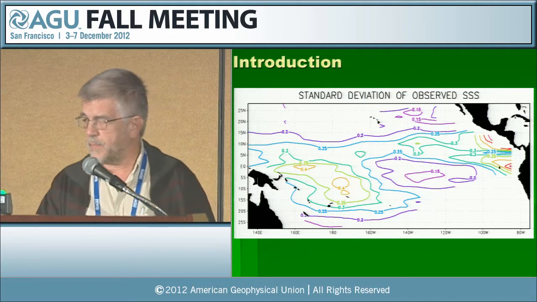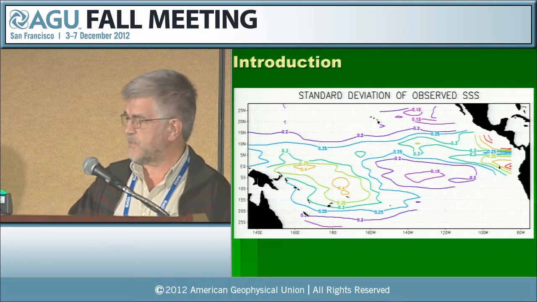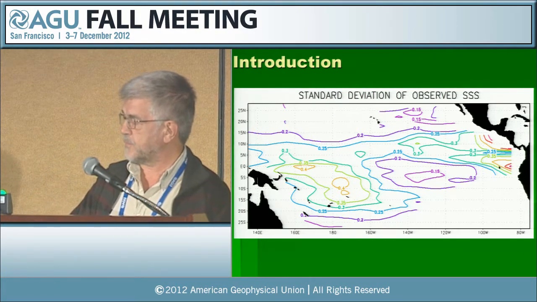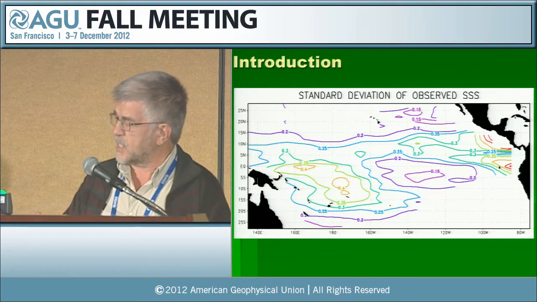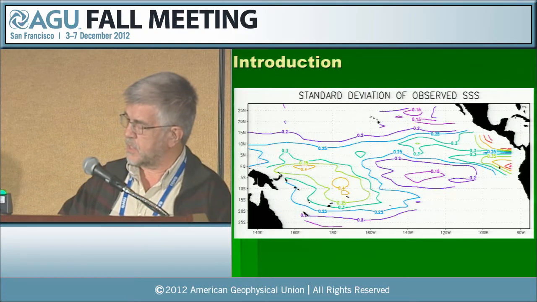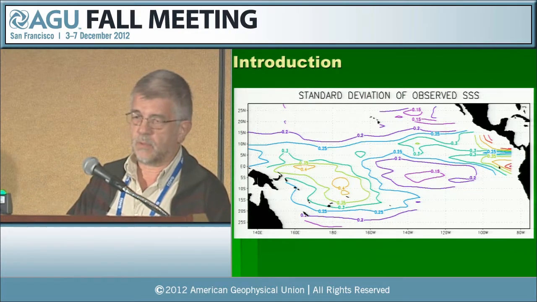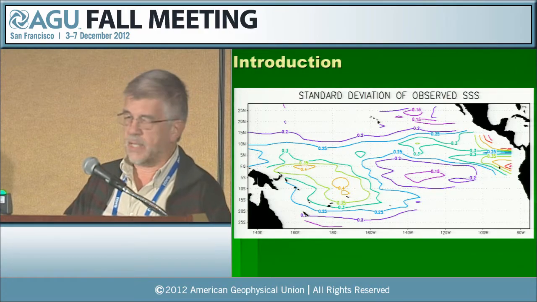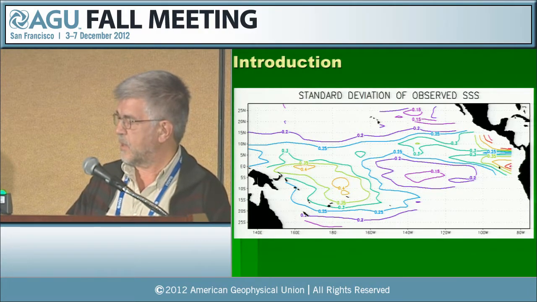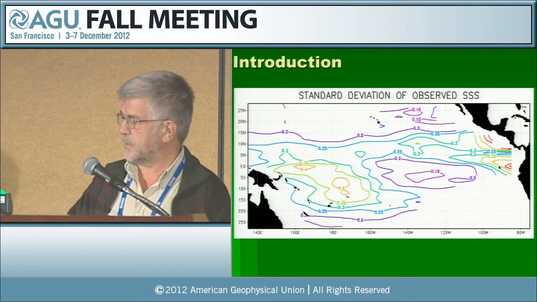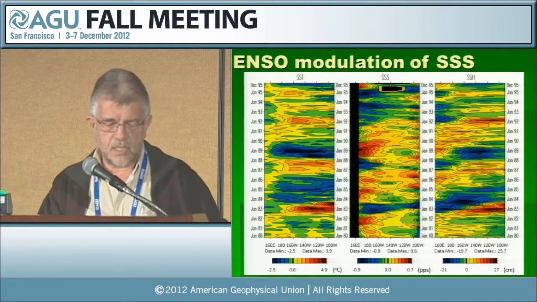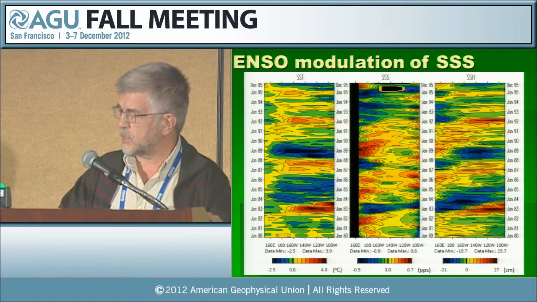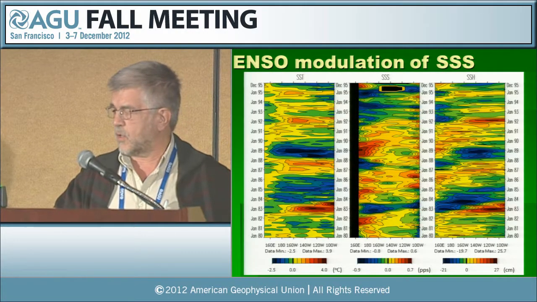So this is the variability of these average values. We can see that the variability is maximum in the western part, where we have the warm pool. Also, a maximum appears on the eastern coast of this part of the equatorial Pacific. So this is a representation along 15 years of the conditions.